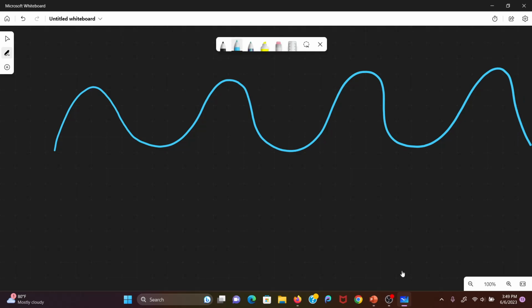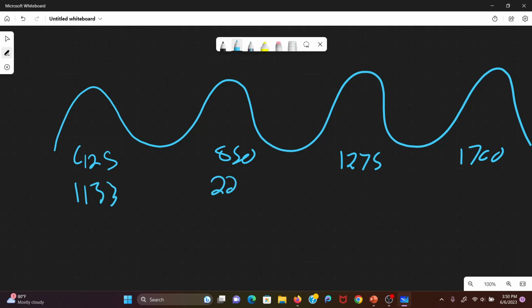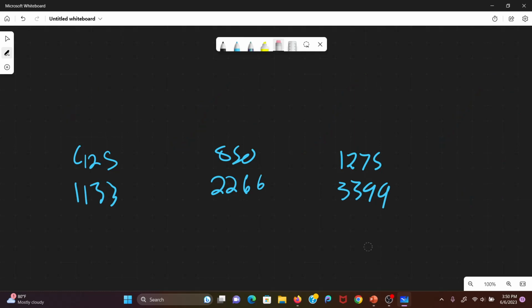Okay. So depending on what you had, you're going to draw this, and then you're going to label it differently based on what graph you had. It's either 425, 850, 1275, and 1700, or it's 1133, 2266, 3399, and 4532. There you go. There's your picture. Don't forget those. It's like easy points.